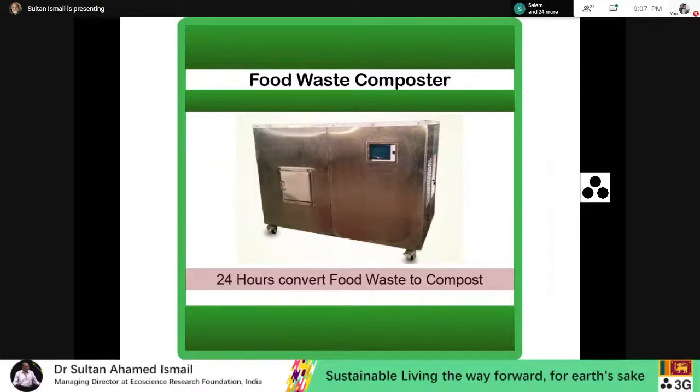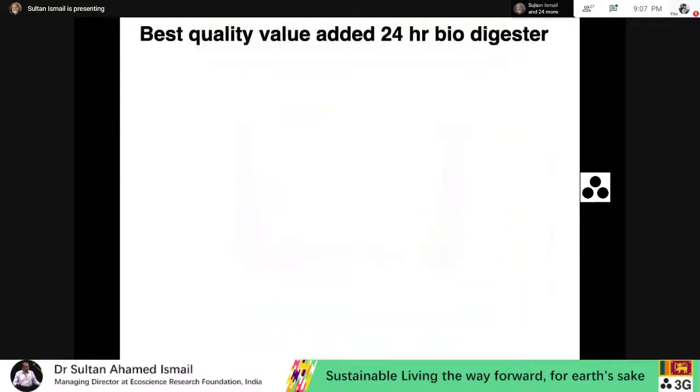So if somebody comes to your industry and says, we have a machine which can produce compost in 24 hours, you just ask that person one question: whether that person was born in 10 months or in 10 minutes. Is it possible to be born in 10 minutes? No. Compost cannot be formed in 24 hours. If at all you want to produce some end product in 24 hours, you invest in another machine, a biodigester.